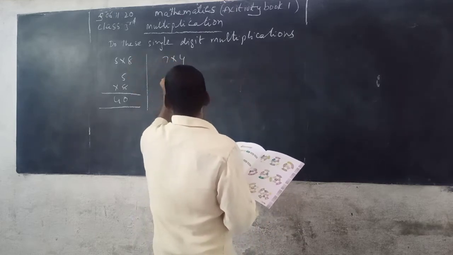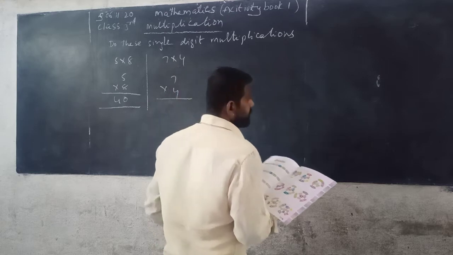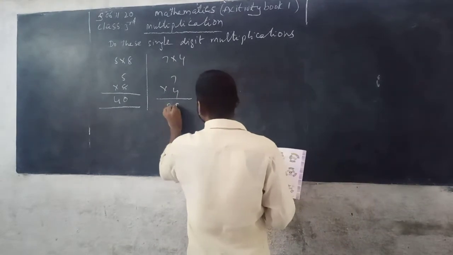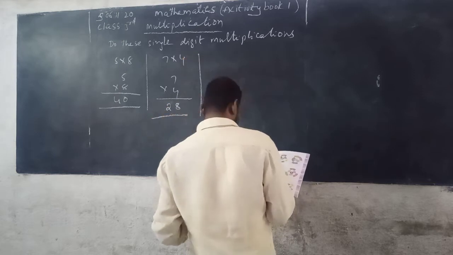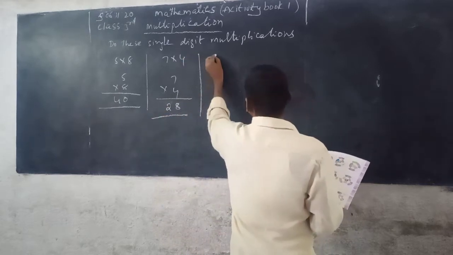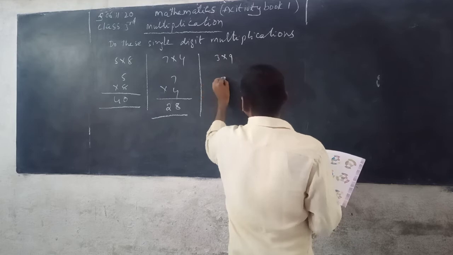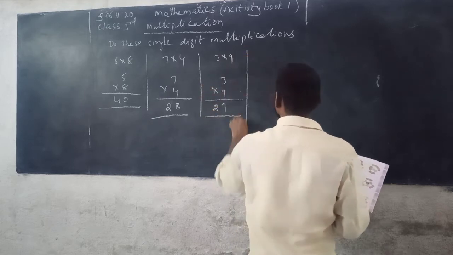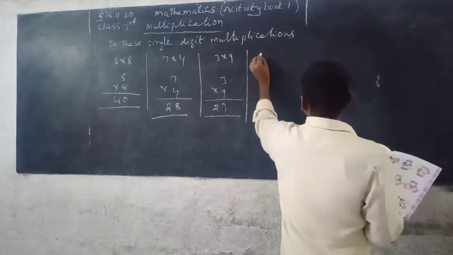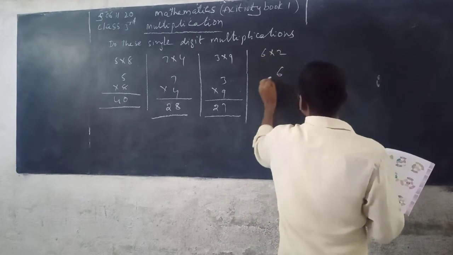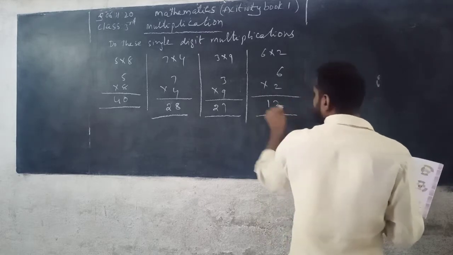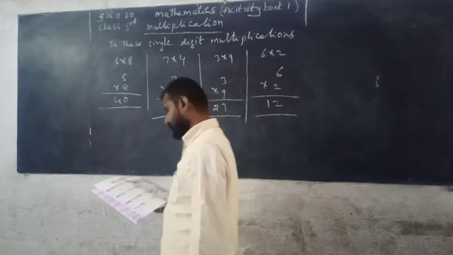Now next, 7 into 4. So 7 is multiplied with 4. You can read 4 table. 4 7s are 28. Product is equal to 28. Now next, 3 into 9. So 9 3s are 27. 6 into 2. So you can read 2 table, 2 6s are 12. Like that only you can do.